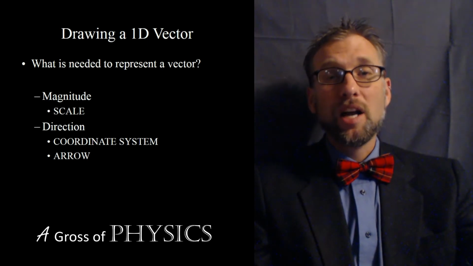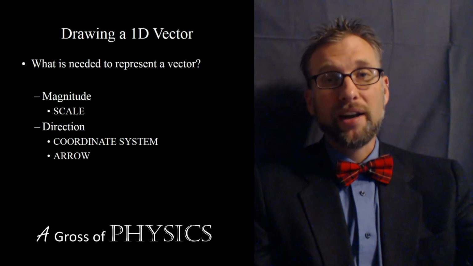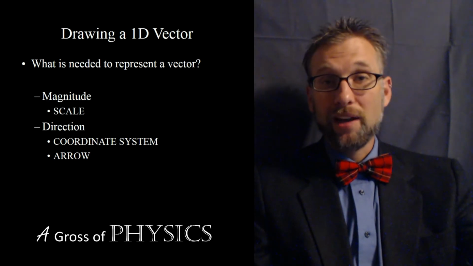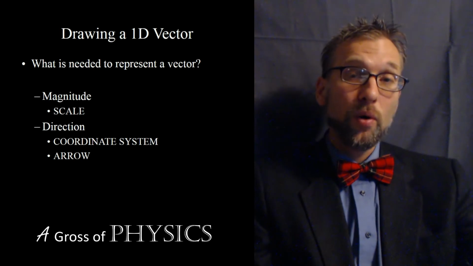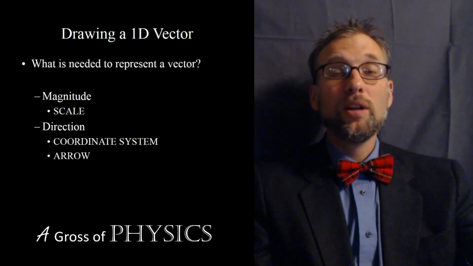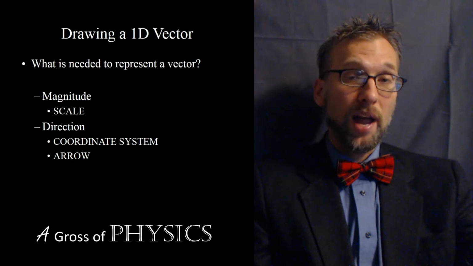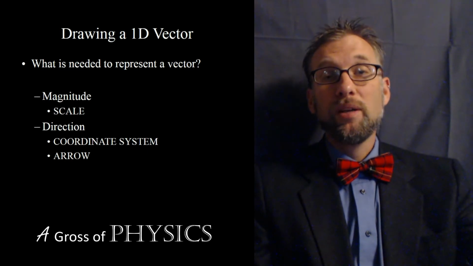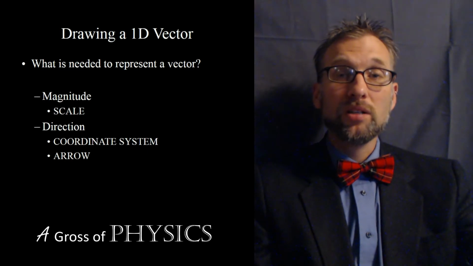And what we're going to need is a couple of things in order to represent the vectors. First, we're going to need some mathematical tools. We're going to need some equipment in this case. And the equipment is going to be a ruler and a protractor. The ruler should be metric, so you should have centimeters on one side.